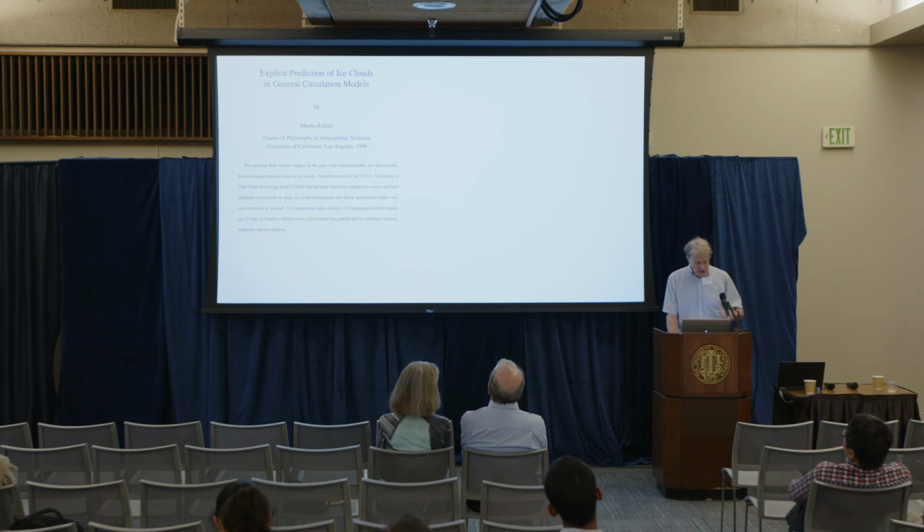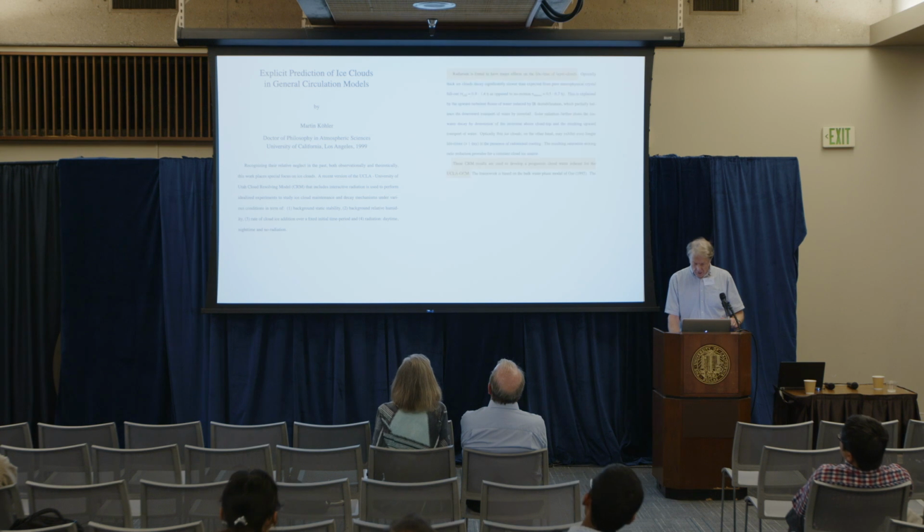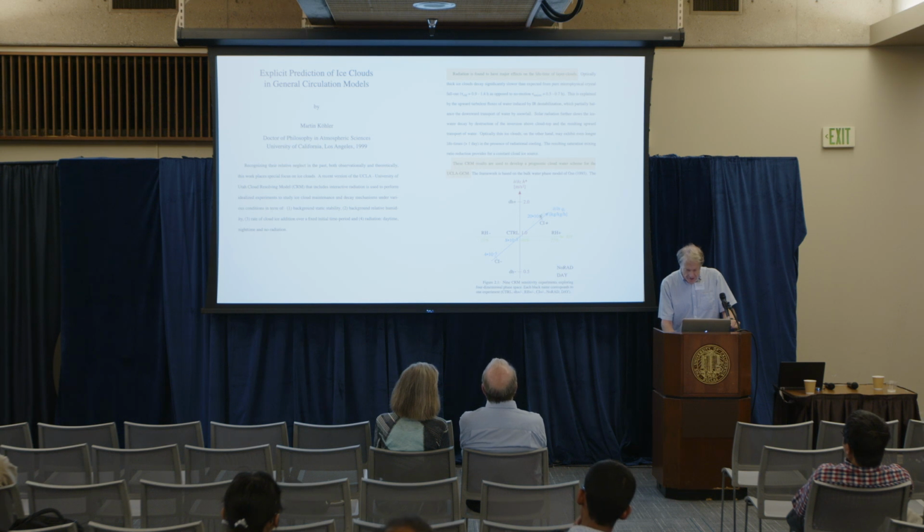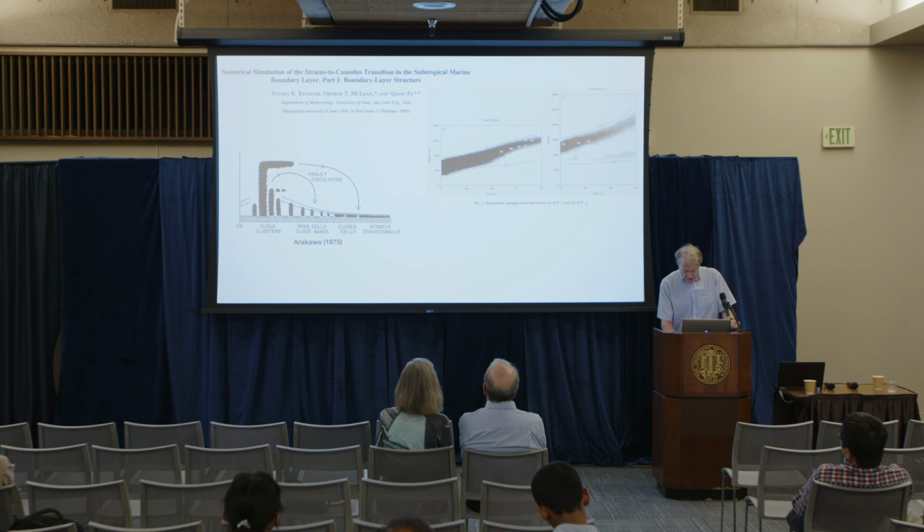So, just wanted to mention Martin Kohler looked at explicit prediction of ice clouds, and the main point I wanted to show you here was just to reiterate how they would do numerical experiments. So they did several runs with just different aspects of the environment changed.